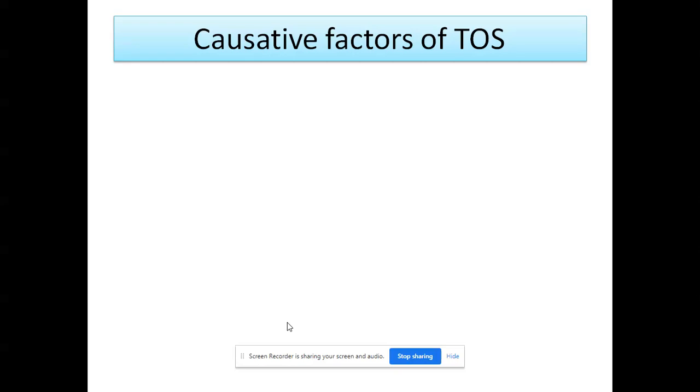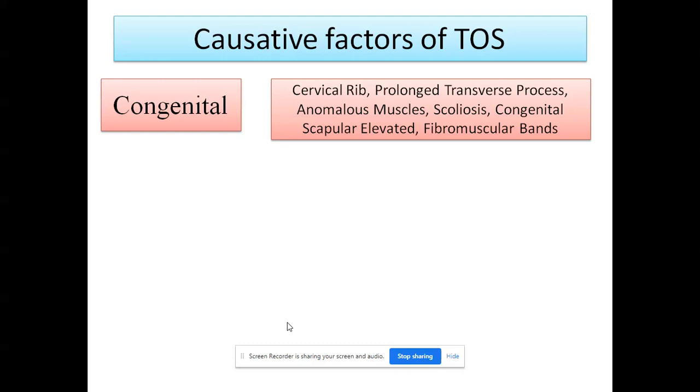That is your muscular, or let it be work acquired posture, or let it be your congenital. Hence, these can be categorized into four main different types of causative factor under the four main headings. Let's look at the first one, that is your congenital type. In congenital type of TOS, first point is cervical rib.